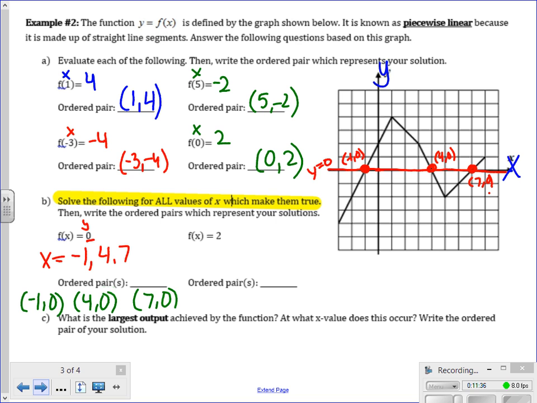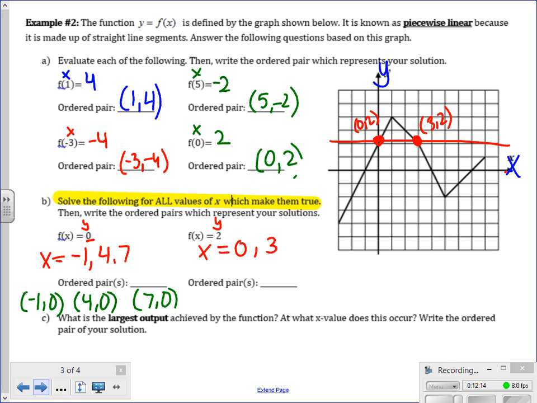Let's do the same thing for f of x equals 2. All right, so when I go to y equals 2 here, I'm going to draw a line here to keep things organized. It appears that my function only crosses that line at these 2 points. The ordered pair for the first point is 0, 2, and the ordered pair for the next point is 3, 2. Again, both of those points have a y value of 2, and the x values that match with that y value are 0 and 3.